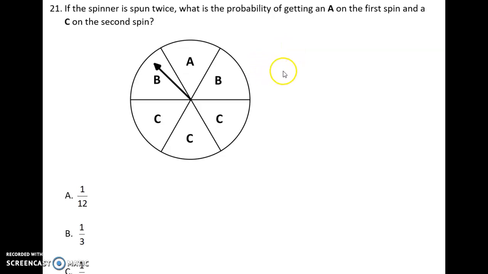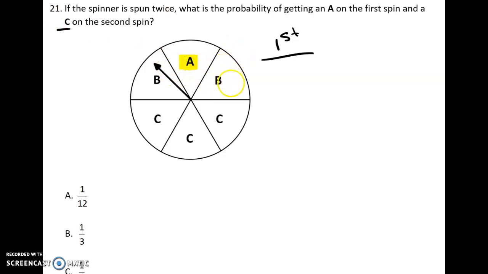In this question, we're asked to find the probability of getting an A on the first spin and then getting a C on the second spin. So let's look at our first spin. For our first spin, we want to get an A. So our A is right here.